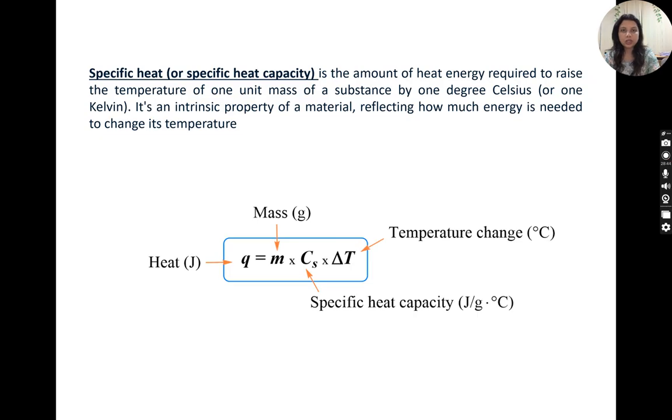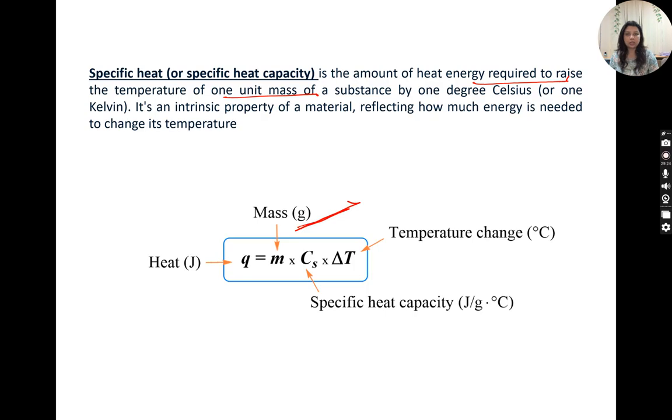Specific heat considers the amount of heat energy required to raise the temperature of 1 unit mass. You can see the conductivity, the diffusivity, and specific heat are all related to temperature itself, like how much heat is required to raise something's temperature. But every definition has different terminology and a different phenomenon in it. Like in specific heat, it is specifically talking about mass. So here it is the amount of heat energy required to raise the temperature of 1 unit mass of a substance by 1 degree Celsius.